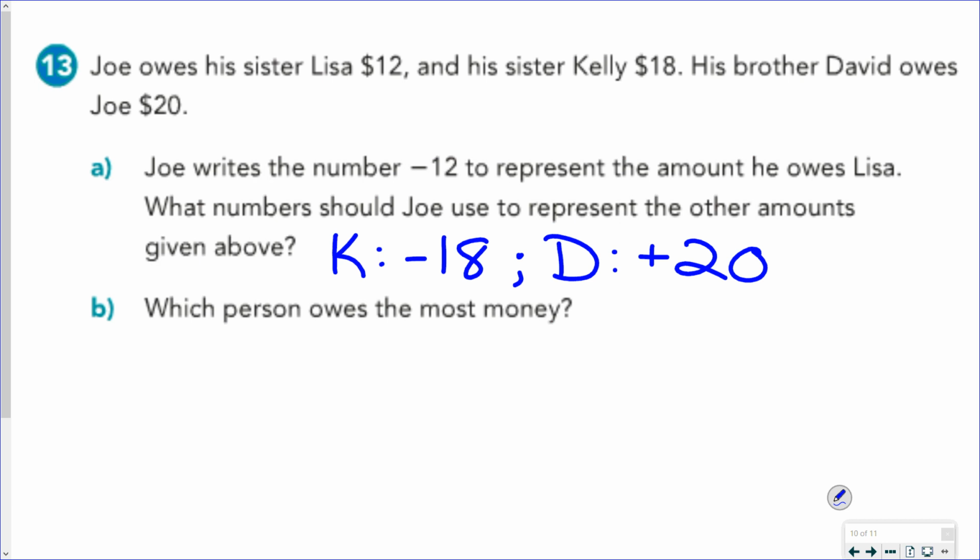And then finally, which person owes the most money? That would be good old Joe, because Joe owes a total of $30. Now, there would be some situations where I would accept David as an answer if your interpretation is based on David owing $20, and then if you look at Lisa and Kelly as separate situations, I could understand an answer of David.